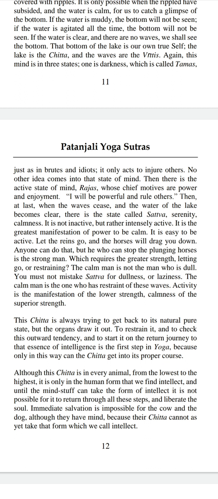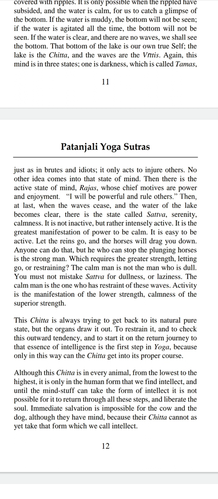It is easy to be active. Let the reins go. Reins means chains, and the horses will drag you down. So if you loosen the chain, horses will drag you towards them. Anyone can do that, but he who can stop the plunging horses is the strong man. So those horses will keep on trying, keep on pulling you, keep on dragging you. But if you're a strong man, you can stop or slow down those plunging horses. This requires strength, letting go, or restraining.